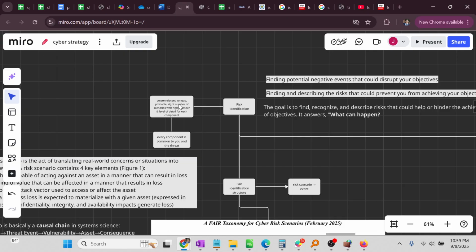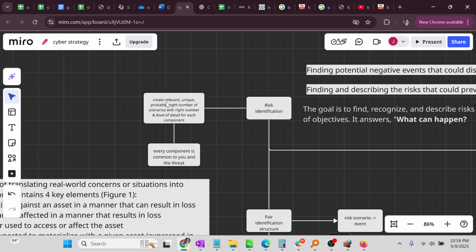Another thing I want to add to the definition is that it's not just about finding potential negative events. It's about a specific type of events. What type? Relevant, unique, probable, and the right number of scenarios. You might be confused by scenarios, but just consider a scenario as a potential event that can happen in the future.